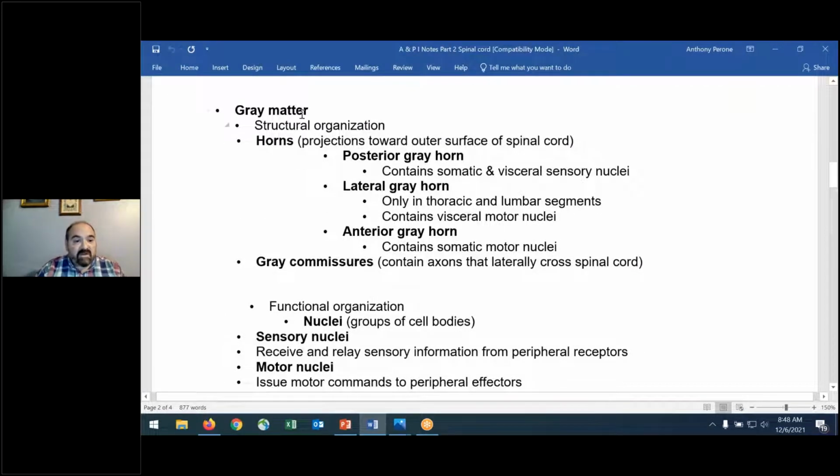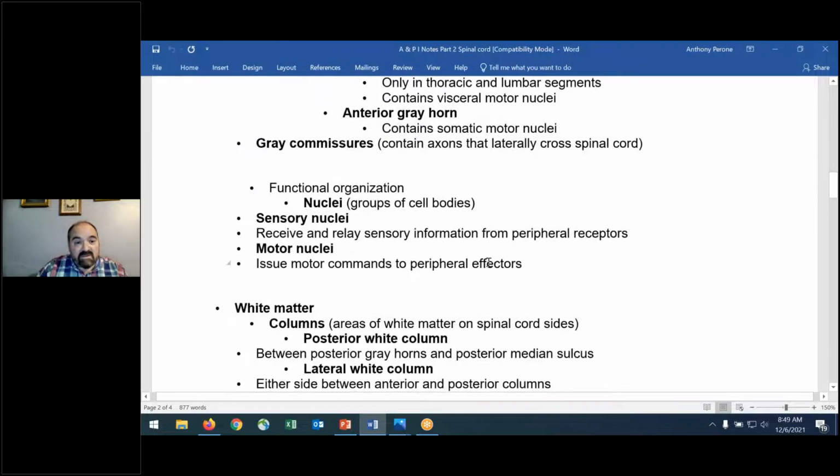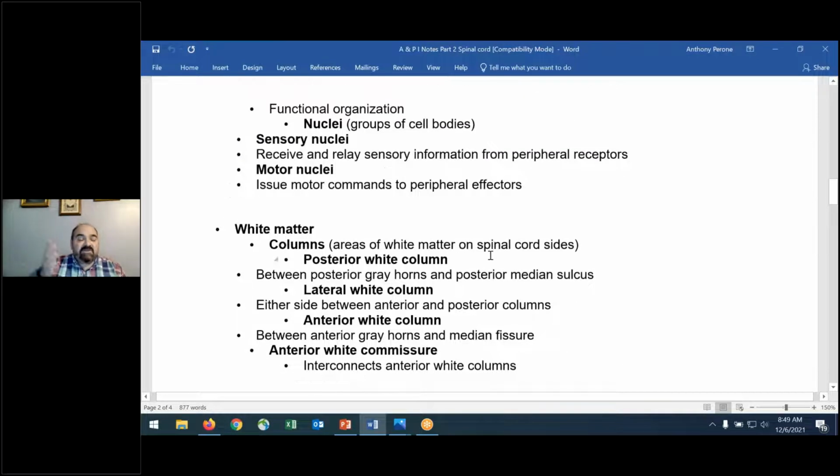You'll see here a little more discussion regarding gray matter. There is a posterior horn, which you can also call the dorsal horn, lateral, and anterior, or we can call this the visceral horn. The posterior or dorsal horn is where we have sensory input. The anterior horn, or ventral horn, is the motor output. In the central nervous system, groups of cell bodies are nuclei, and so there are sensory and motor nuclei.